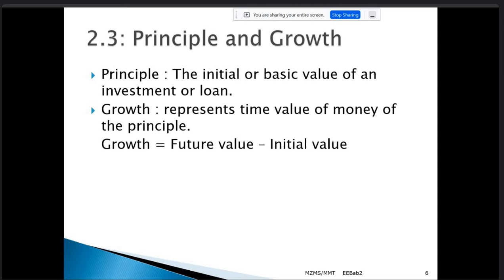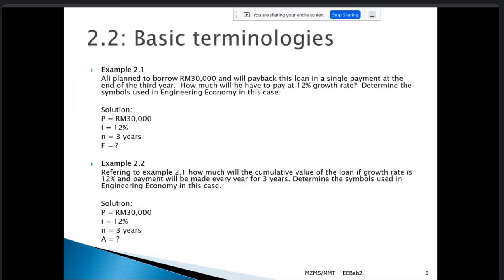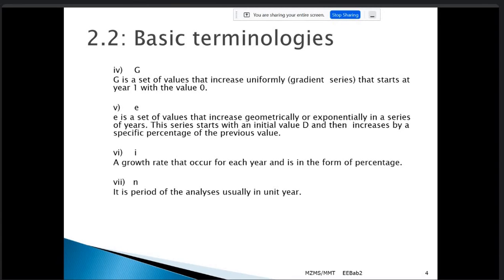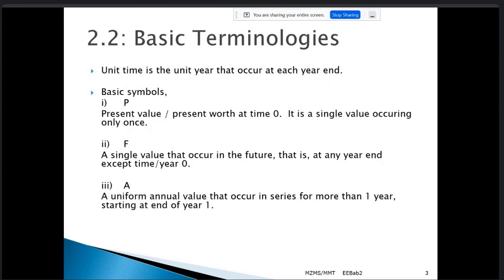Okay. Professor, I have a question. Yes? Is the total increase in 3 years 12%, or only 12% for the first year, the second year and the third year? Okay, when we're talking about growth rate, you go for I. I is the growth rate that occurs for each year. Each year, I is 12%. That's why you have to really understand the basic terminologies. Don't confuse about it.